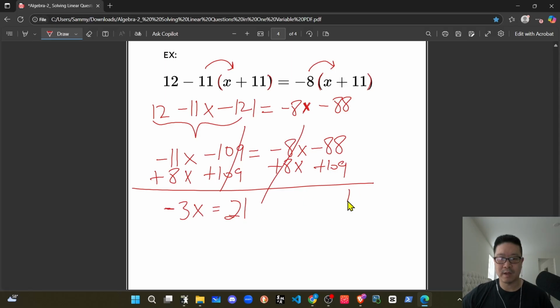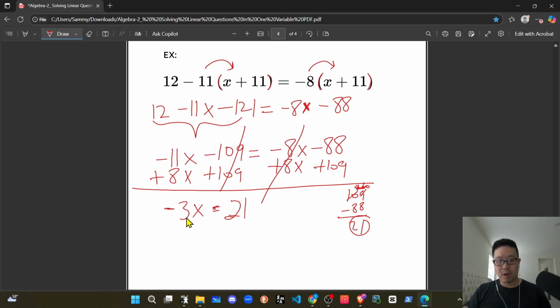Right? 109 minus 88. Sorry. 9 minus 8 is 1. 10 minus 8 is 2. So on the left side, we have negative 3x. And on the right side, we have 21.